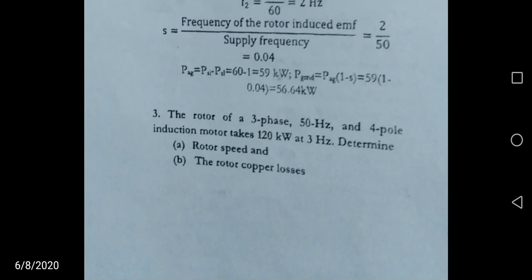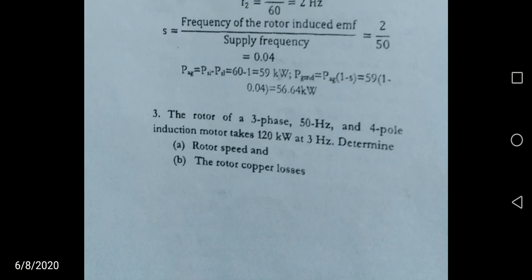The rotor of a 3-phase 50 Hz and 4-pole induction motor takes 120 kilowatt at 3 Hz. Determine the rotor speed and rotor copper losses. So if you want the rotor speed, then we go for it. The rotor of a 3-phase 50 Hz, 4-pole induction motor takes 120 kilowatt at 3 Hz.